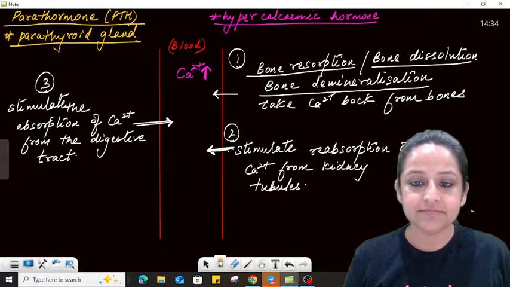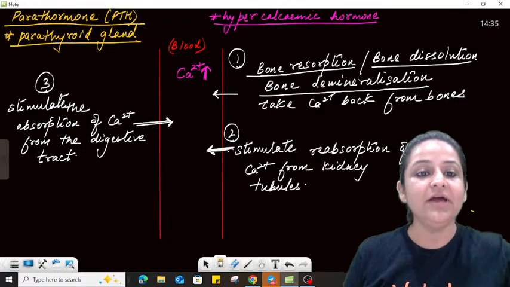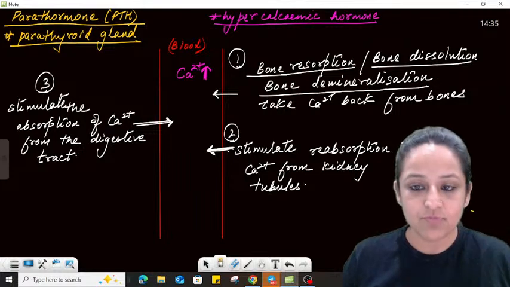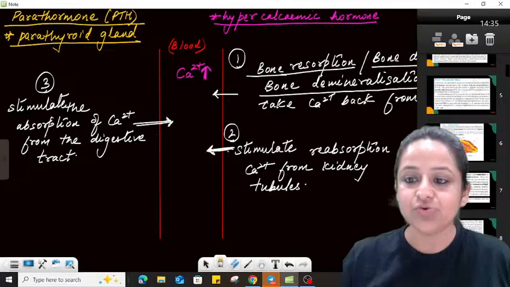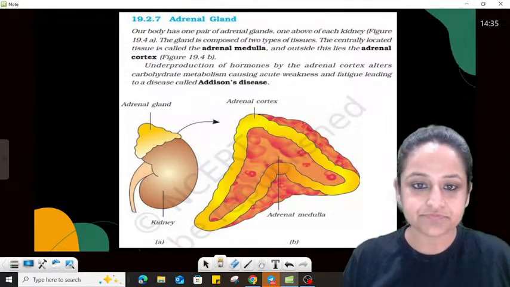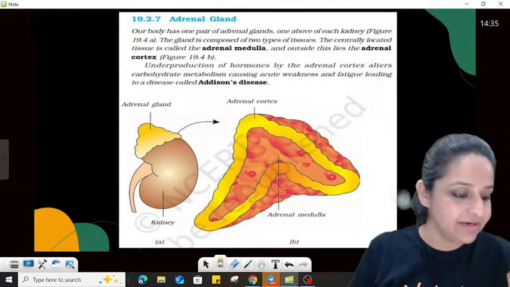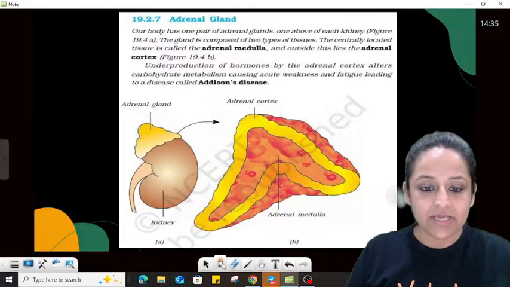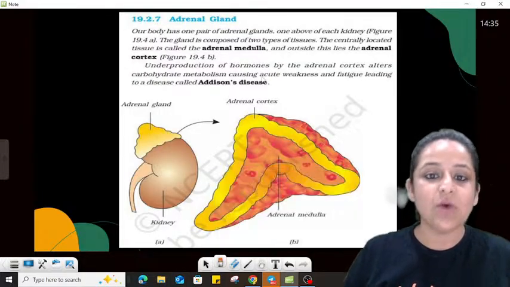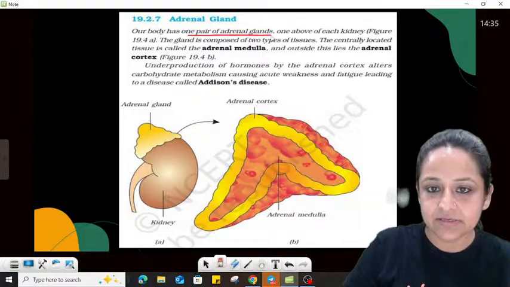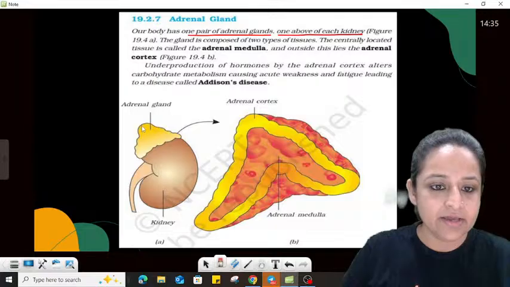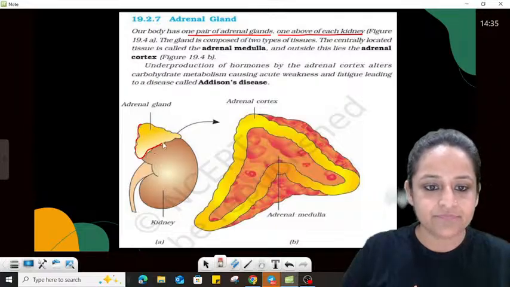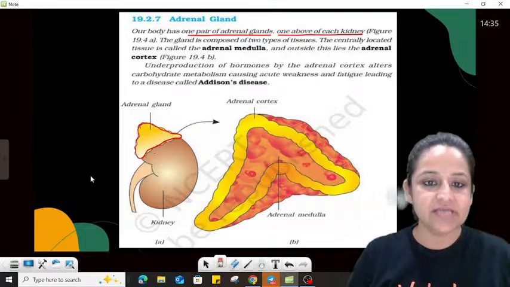Clear? Okay. Now we are coming to the next group of hormones, and that is called the adrenal gland. So I'm now going to explain the adrenal gland. Our body has one pair of adrenal glands, one above each kidney. So this is the kidney. Here is the adrenal gland.